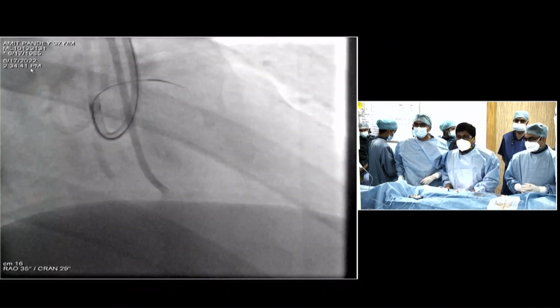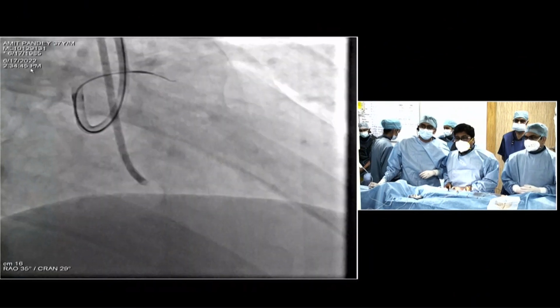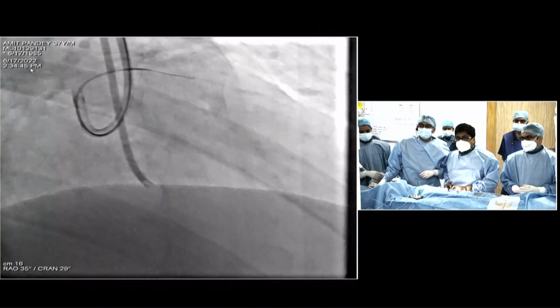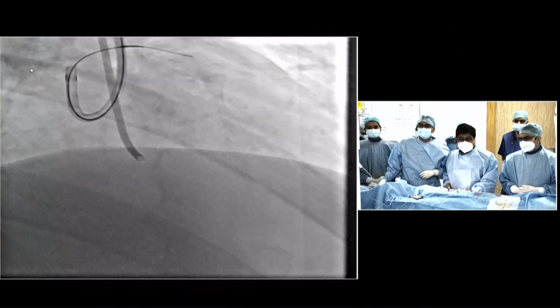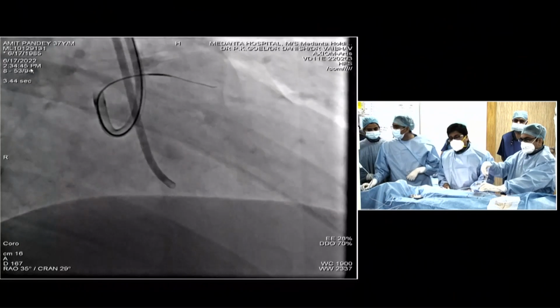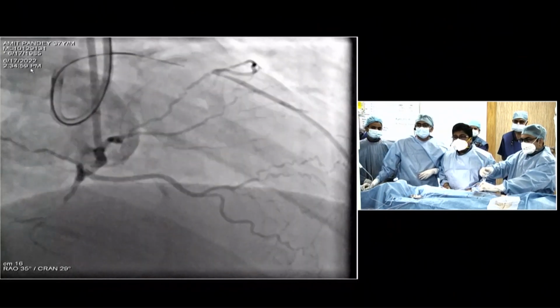And the wire that you have chosen, is it an XT, XTR, or XTA? What wire have you chosen, Dr. Goel? This is XT. So you're just sticking to the XT. All right, give me a right injection, please. Yeah, I usually use XT as my first choice. Okay. Right injection, please. Okay.